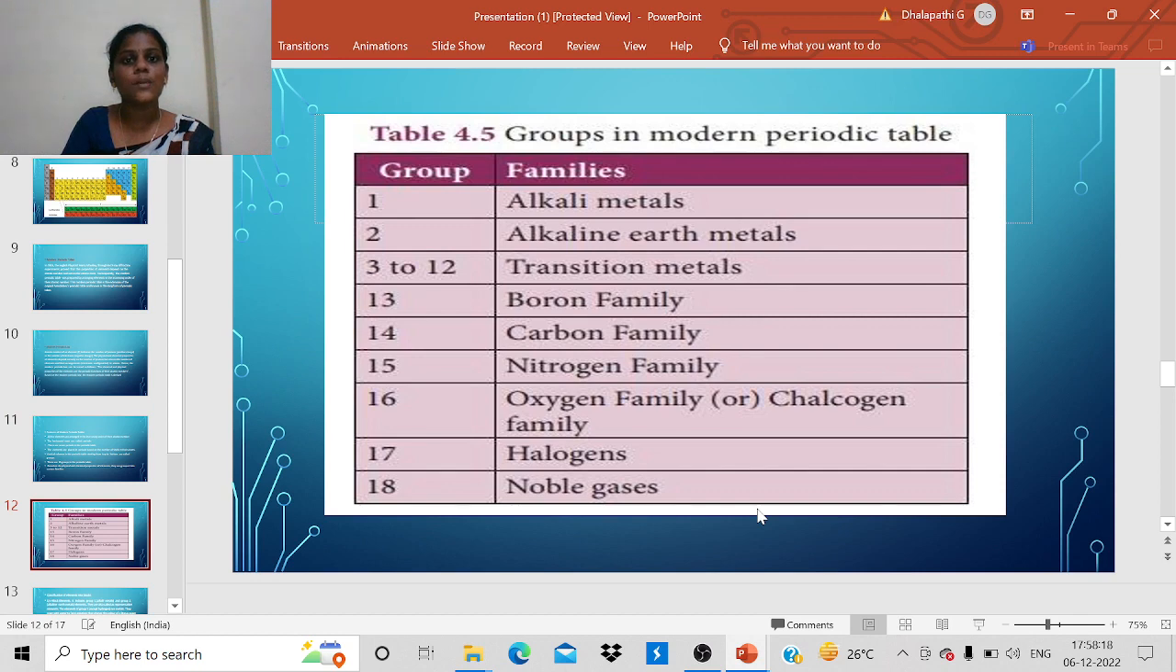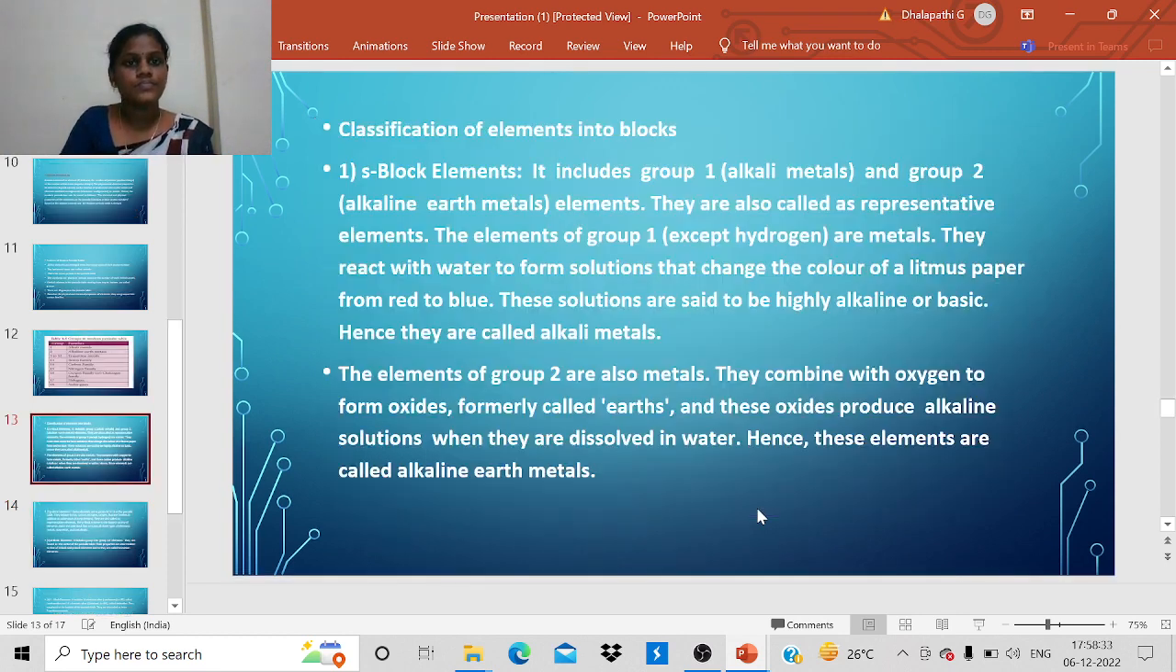These are the groups in the modern periodic table: alkali metals, alkaline earth metals, transition metals, boron family, carbon family, nitrogen family, oxygen family or chalcogen family, halogens, and noble gases. There are 4 blocks in the periodic table. They are S block, P block, D block and F block.